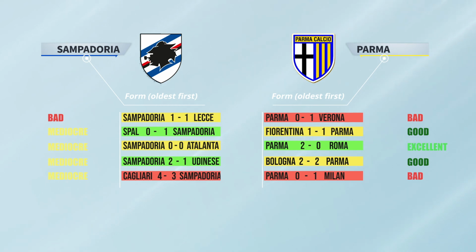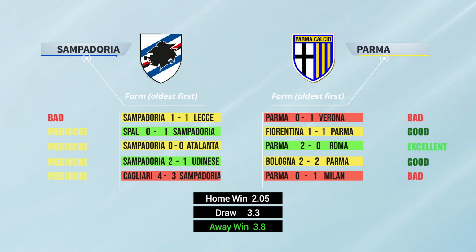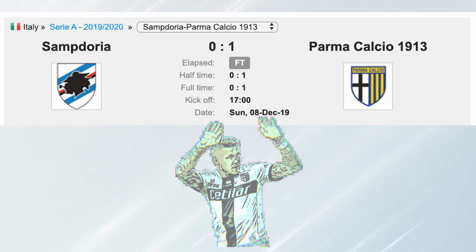Now, I factored this into my analysis of the game as well as other factors and determined that the odds for Parma were incorrectly priced by the bookmakers. So I placed a high stake on Parma to win at odds of 3.8, and Juraj Kuka scored a goal in the first half that would go on to see Parma win the game.